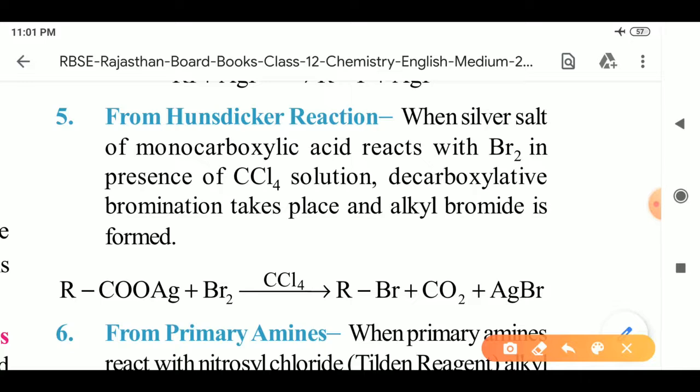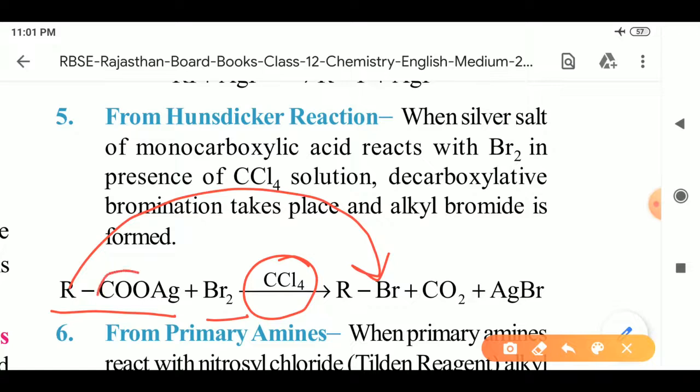Again, that is the silver salt of a monocarboxylic acid, reacting with Br2 in the presence of carbon tetrachloride. That R reacts with Br to convert into RBr. That COO group is converted into CO2. This is called a decarboxylation reaction, and that one is also known as the Hunsdiecker reaction. That is a preparation of RBr. Here Br is compulsory.